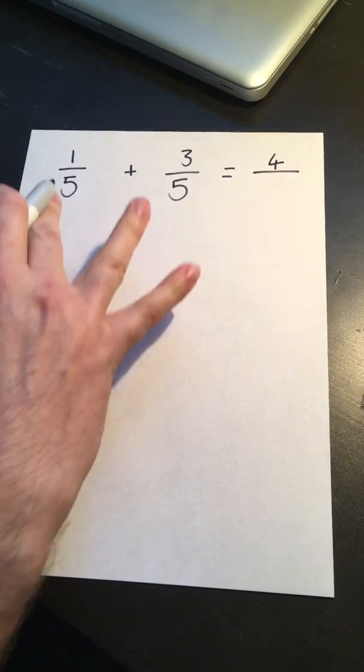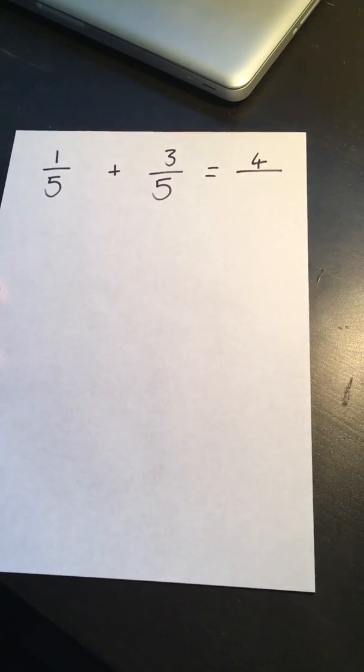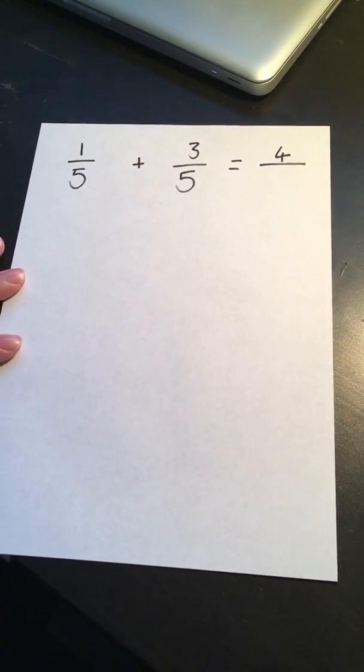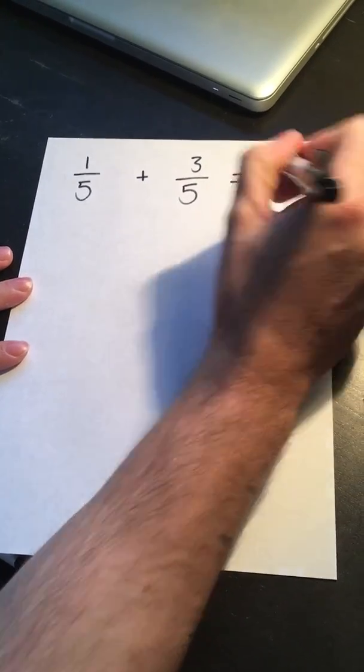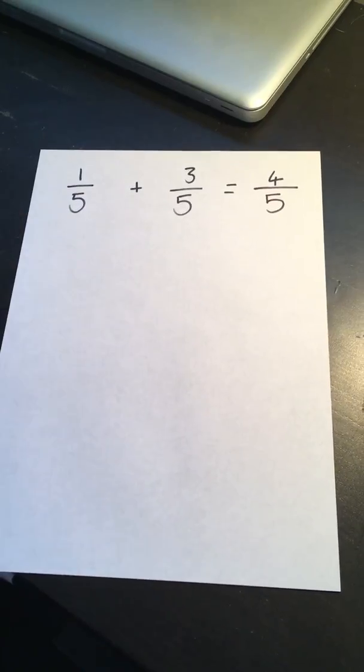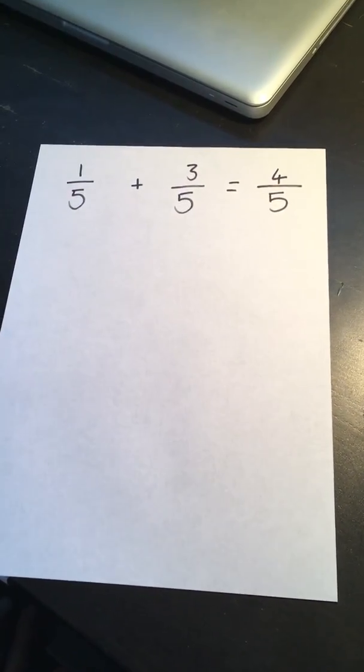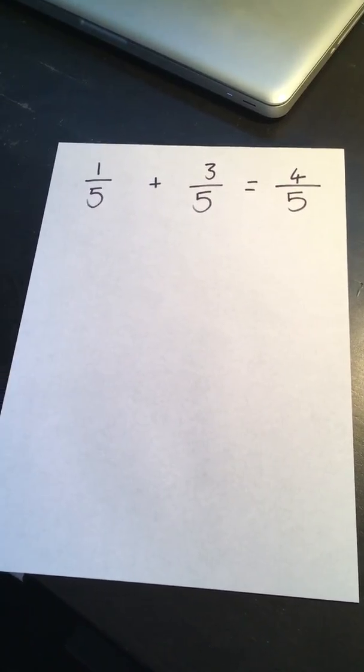Now, we do not add the denominators together in this case. We are still going to have an answer in fifths. So the answer to 1/5 add 3/5 is simply 4/5. So I'll show you why this works.